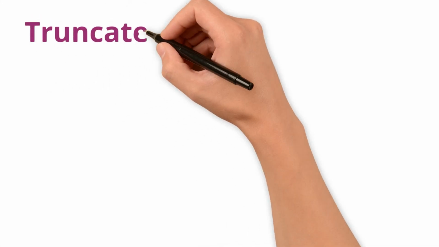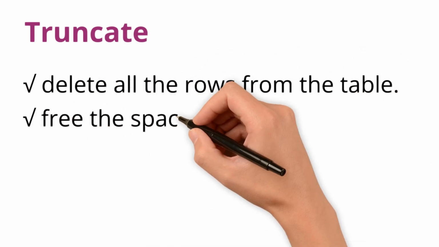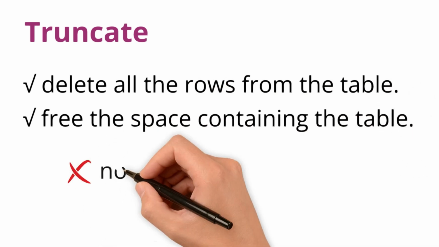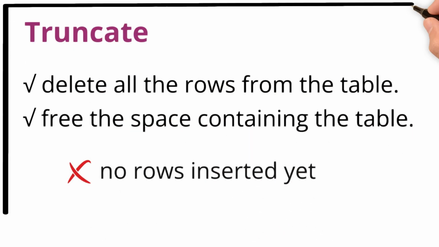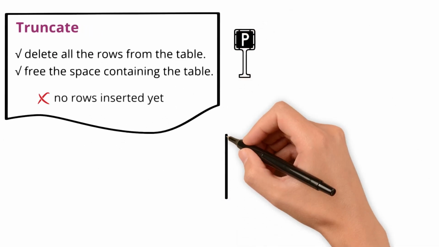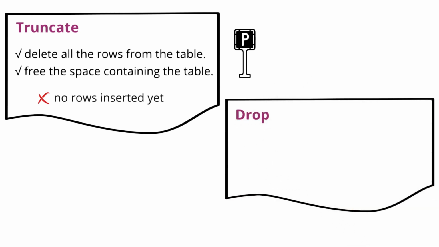Next, truncate. It is used to delete all the rows from the table and free the space containing the table. I am saying it is used to delete the rows, but we didn't even insert any rows yet to truncate them. So let's park it for now. We'll come back to it. Last one under DDL commands, drop.